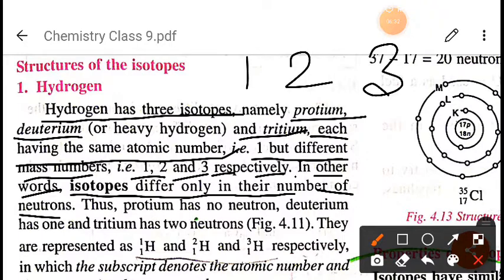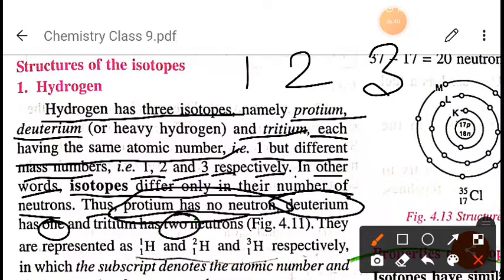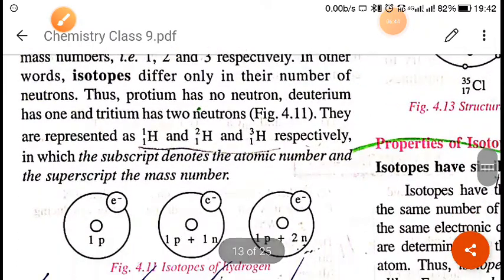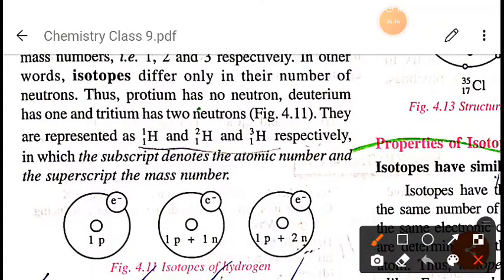Thus protium has no neutron, deuterium has one neutron, and tritium has two neutrons. So they are represented like this, as I have already shown you right here.